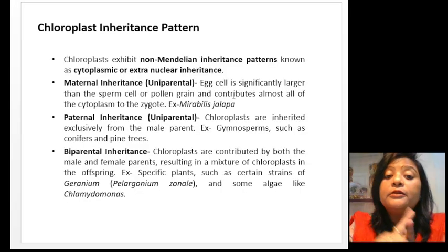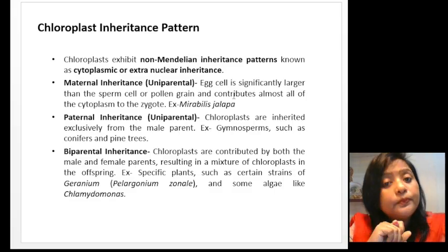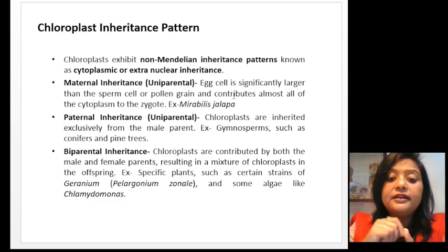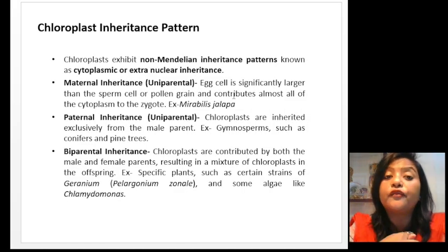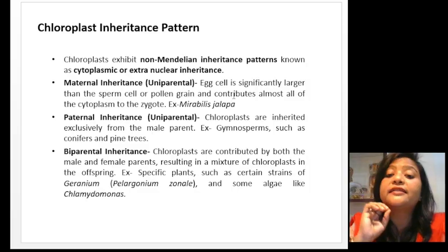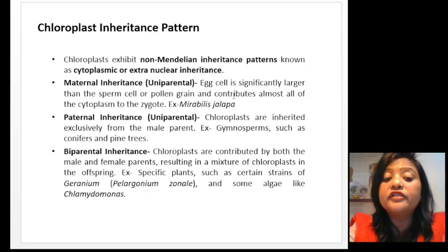Now there's another cytoplasmic inheritance pattern here, which is known as paternal. So paternal is the male one. It's also uniparental. So when paternal inheritance occurs, what happens? There is no role of the maternal cell, or you can say there is no role of the egg cell here. So chloroplasts are inherited from the male parent exclusively. This occurs in gymnosperms, like pine trees and conifers. So in this type of plants, paternal inheritance occurs.